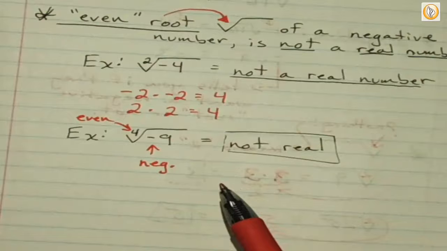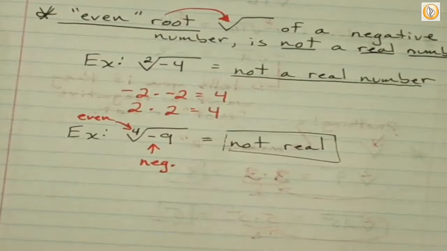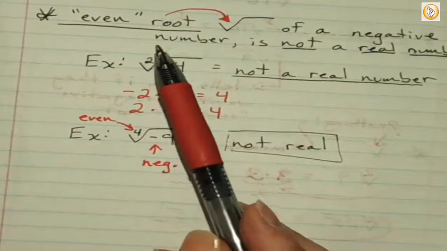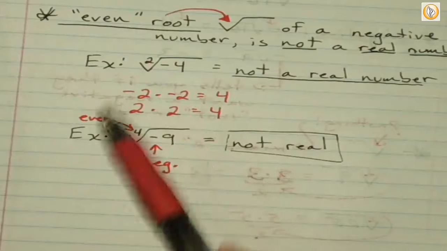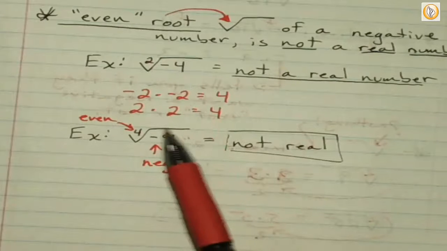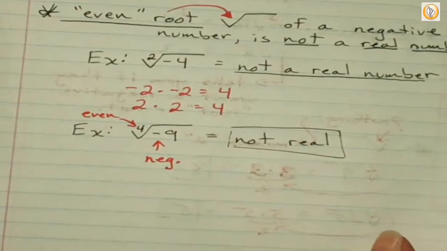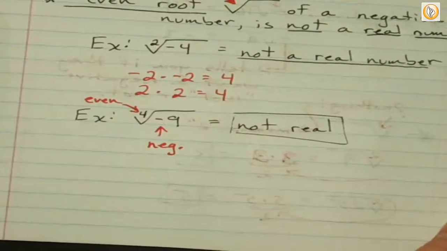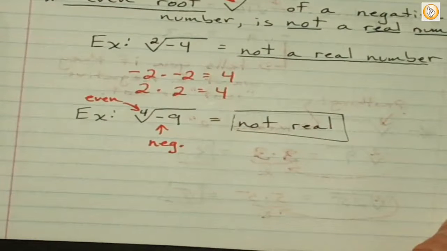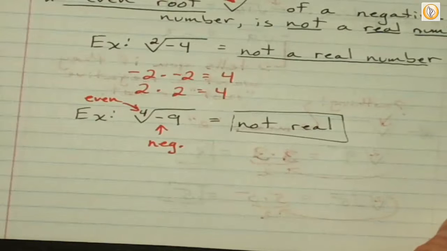What if it wasn't an even root? Okay, I'm about to do that. So if you have an even root and a negative radicand, not real. You're going to have to memorize that. Put your pencil and pens down when you're done. All right. Odd root.